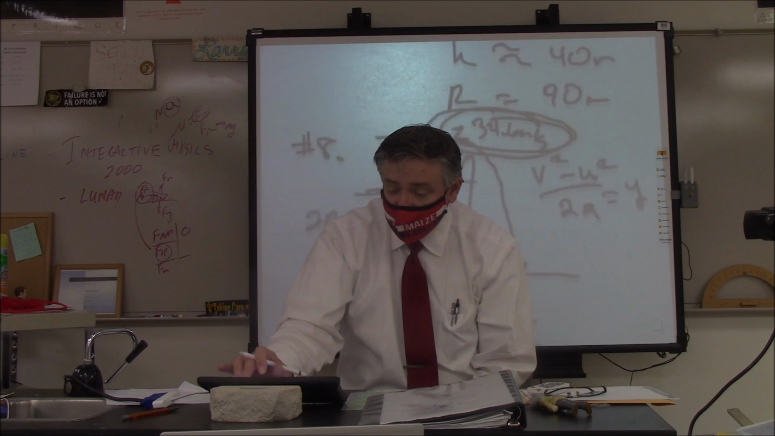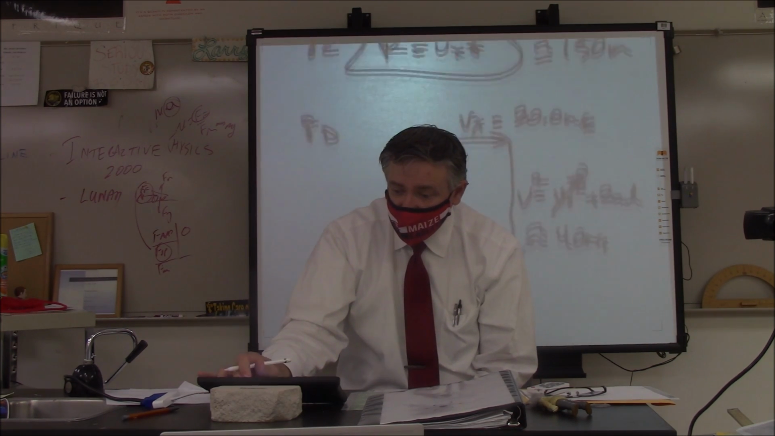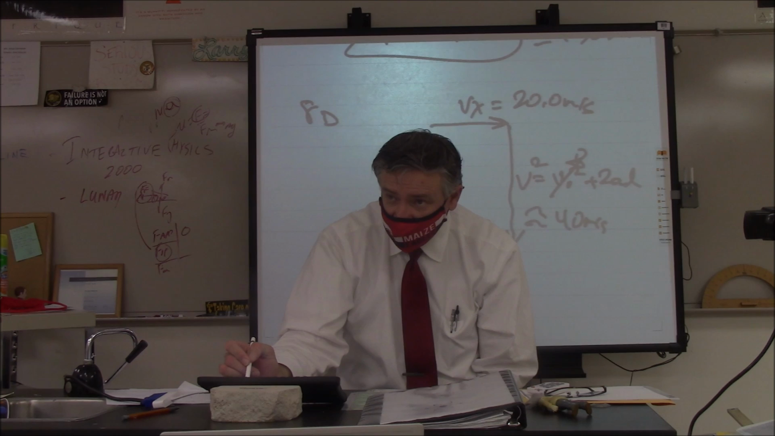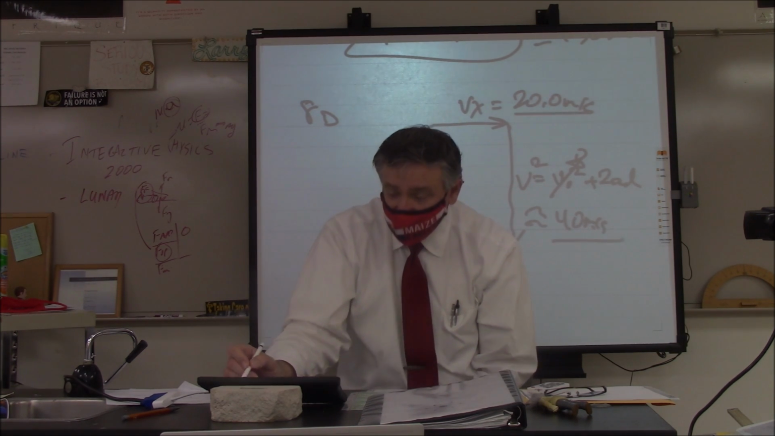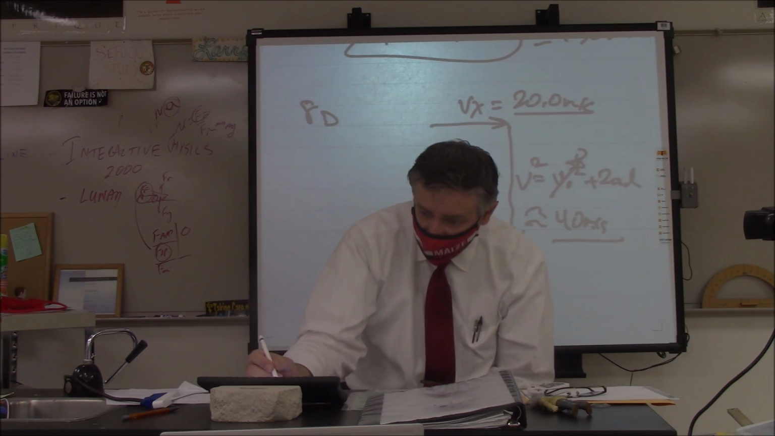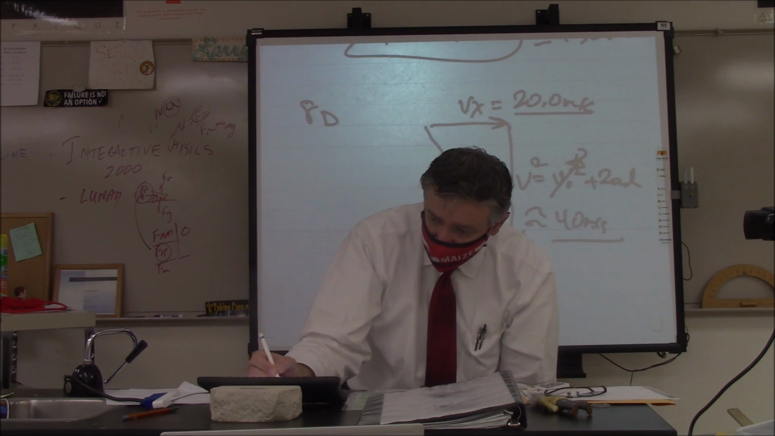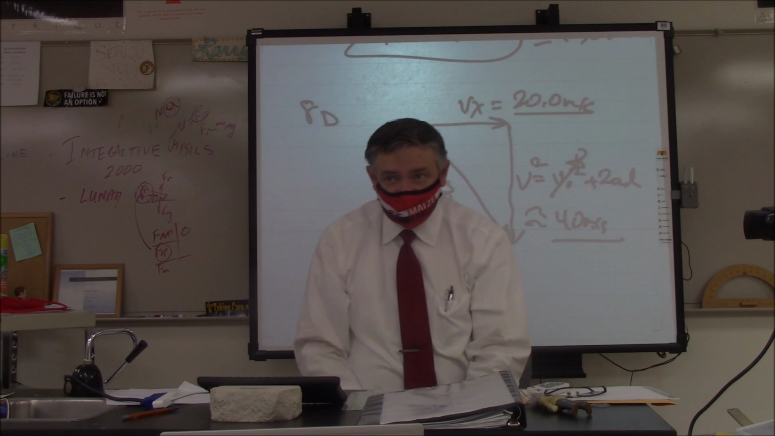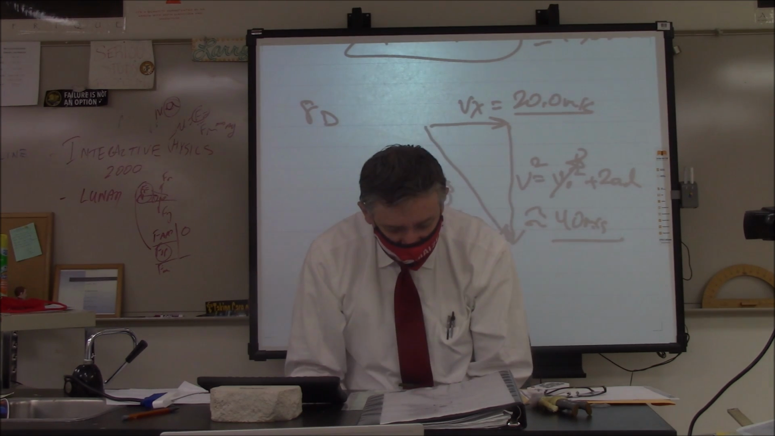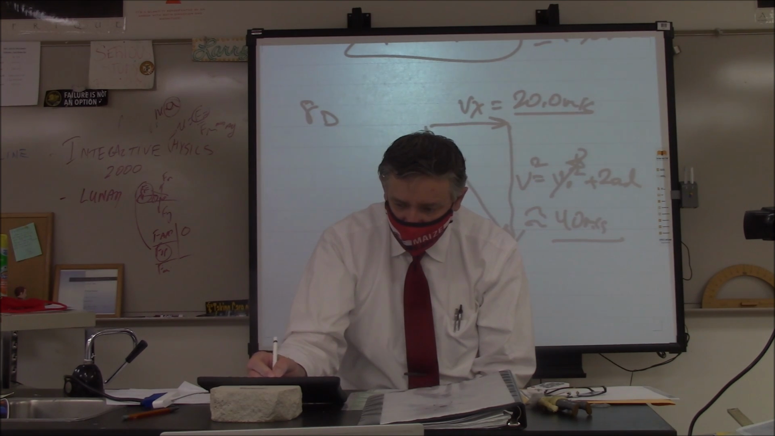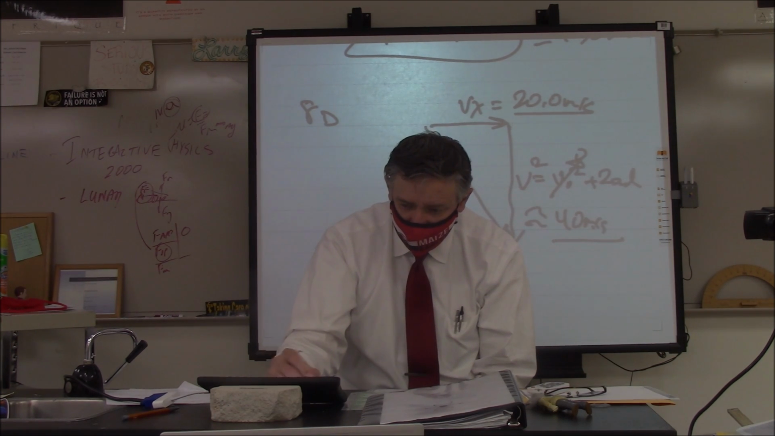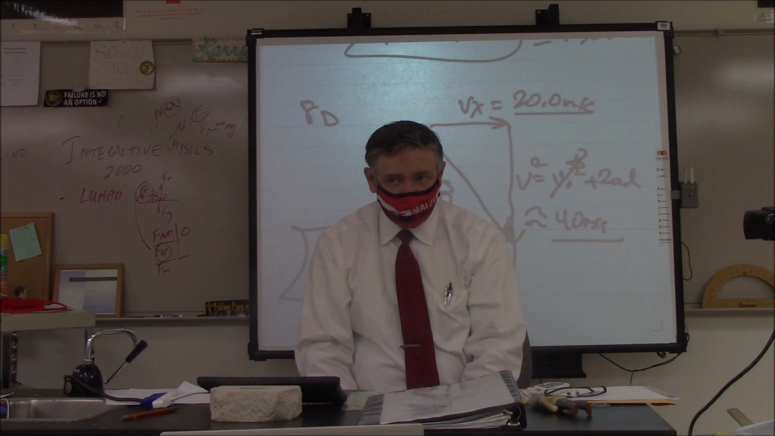Okay? So at this point, you know two sides of the triangle. You know the horizontal component is 20. You know the vertical component is about 40. You want to find that resultant. So your answer to 8D should be around 45 meters per second.